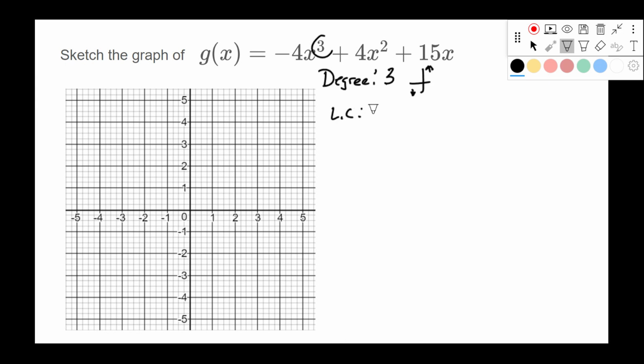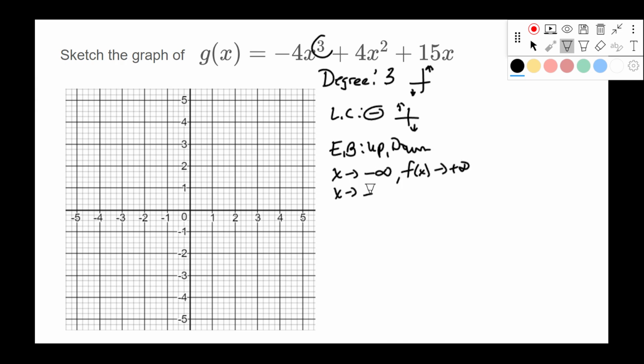The leading coefficient, however, is a negative. It's negative 4, which means that this is going to be a reflection over the x-axis. So my end behavior is going to flip from down, up to up, down. When x approaches negative infinity, as x moves to the left, y moves up to positive infinity. When x goes to positive infinity, moves to the right, my graph moves down toward negative infinity. So there's my end behavior.